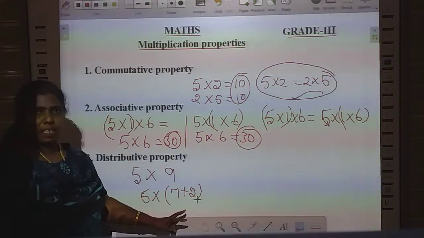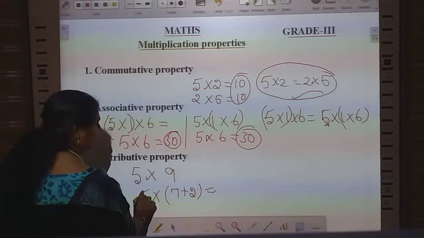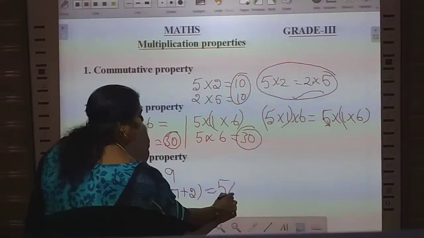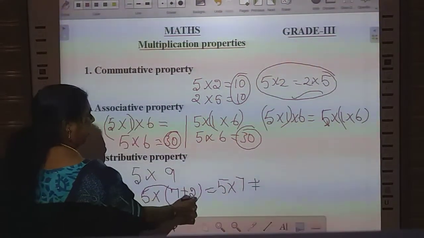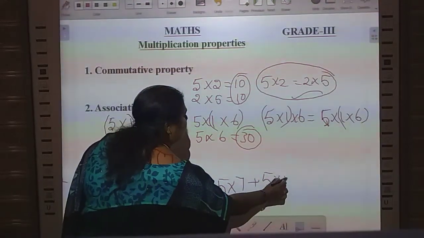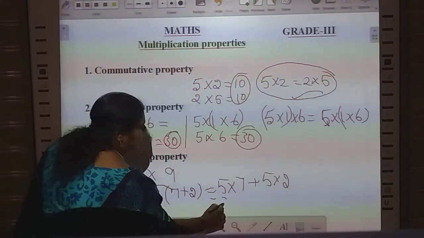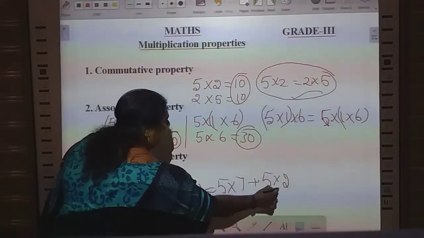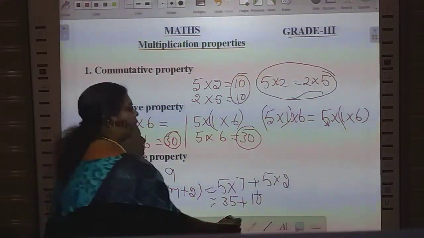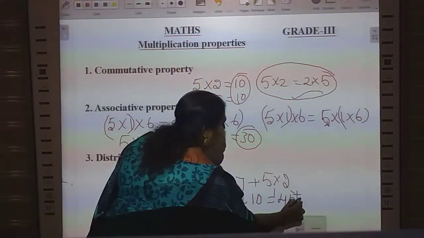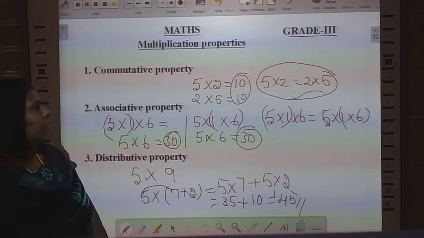I am going to multiply inside the bracket, right? Yes. Multiply 5 times these first two numbers. That means 5 into 7. Then the middle plus value. Then 5 times 2. Right? Yes. 5 times 7 is how much? 35. Plus 5 times 2 is 10. Right? 35 plus 10, 45. The answer is 45. This is distributive property. Right? Yes.